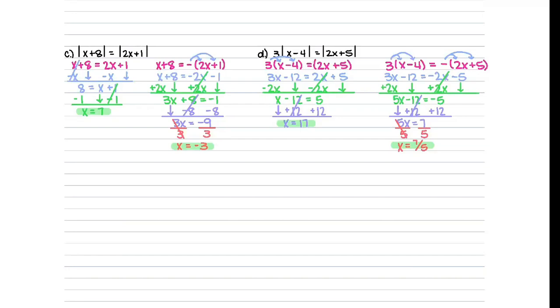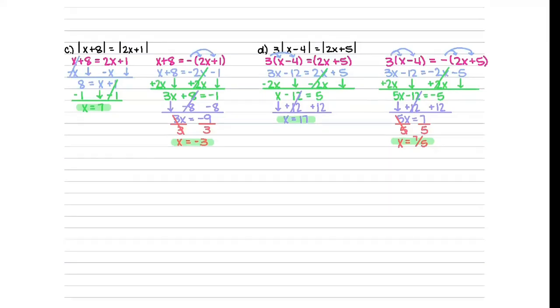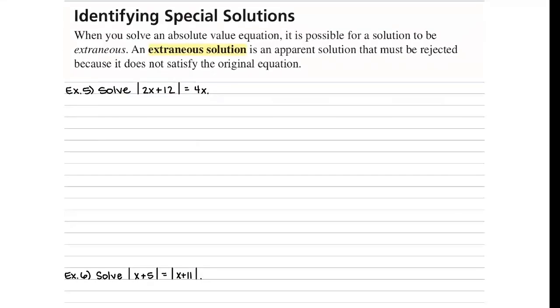So just like with equations without absolute value, equations with absolute value also have special circumstances. That means where one answer is not going to work out of the two, or when you have no solution for them. So if you look at example 5, we have the absolute value of 2x plus 12 is equal to 4x. Your absolute value is isolated. It's equal to a positive. We're good so far. We're going to separate this into two equations.